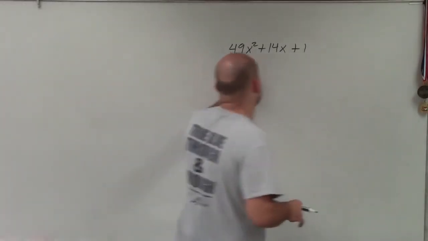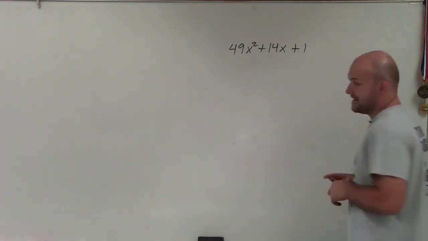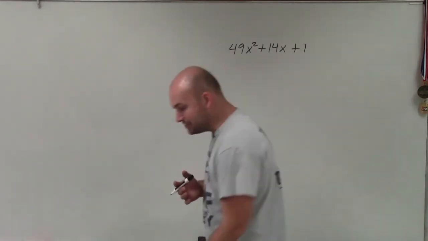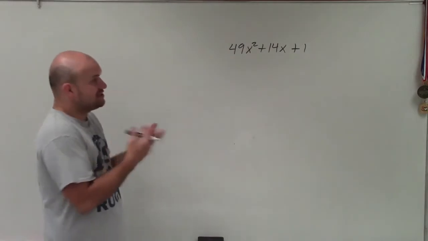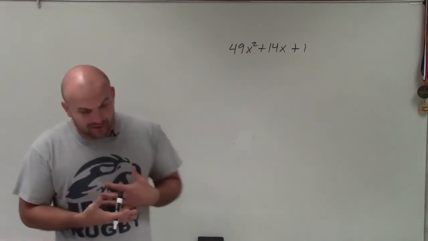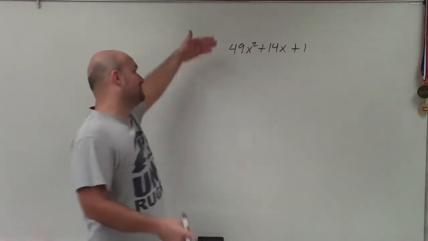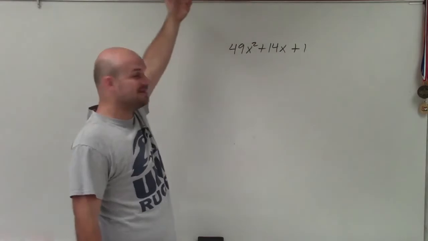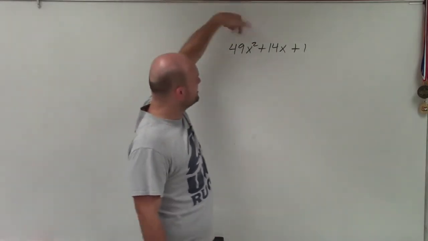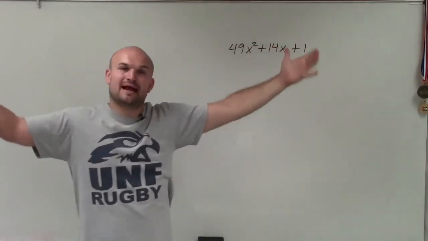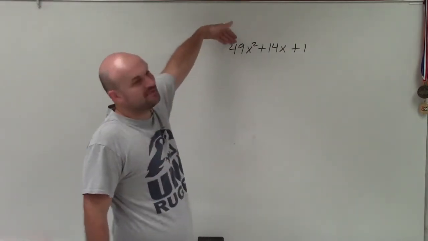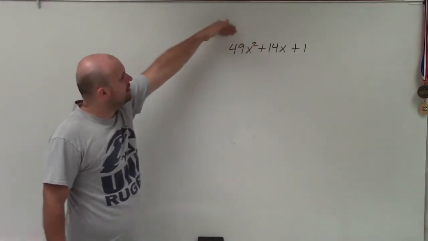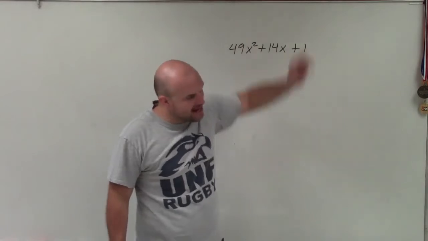Welcome, ladies and gentlemen. So what I have here is 49x squared plus 14x plus 1. And what I'd like to do is show you how to factor this by using a perfect square trinomial. Automatically, when I'm looking at this, I see you could use the AC method, but the AC method is actually not that bad because it's 49 times 1. So really, it's kind of like when a is equal to 1. It's just that our factors are going to be from a rather than c.